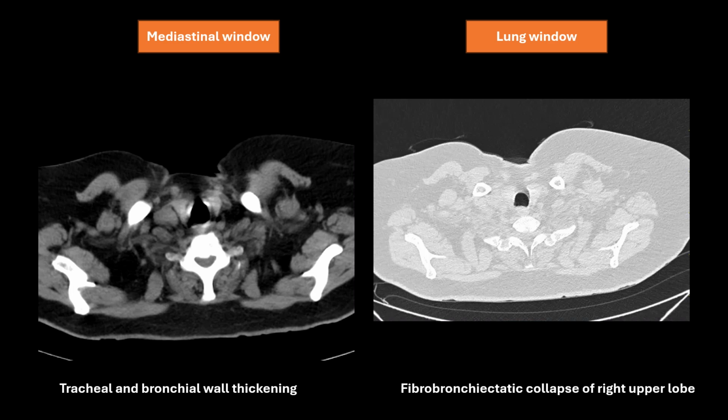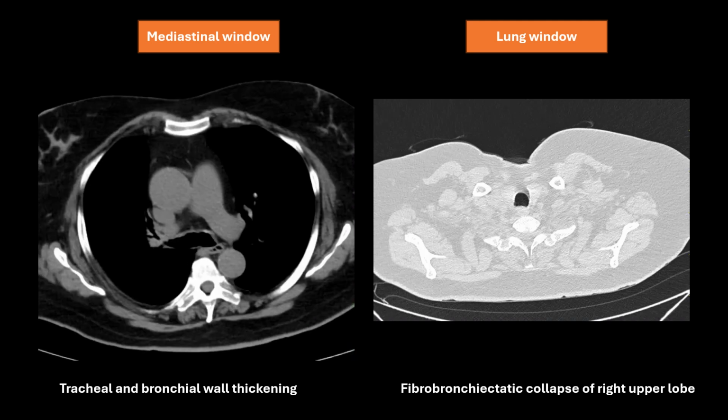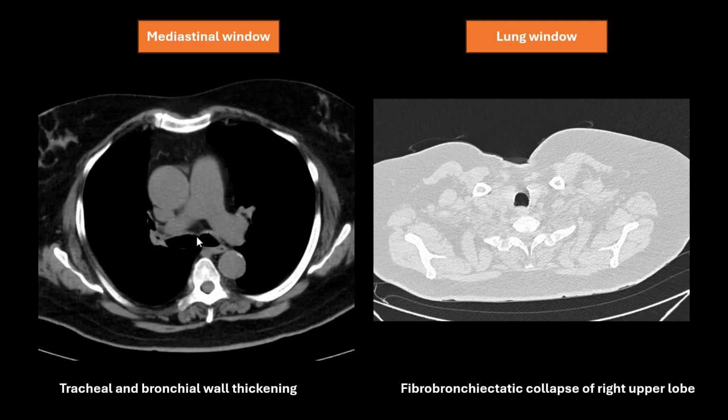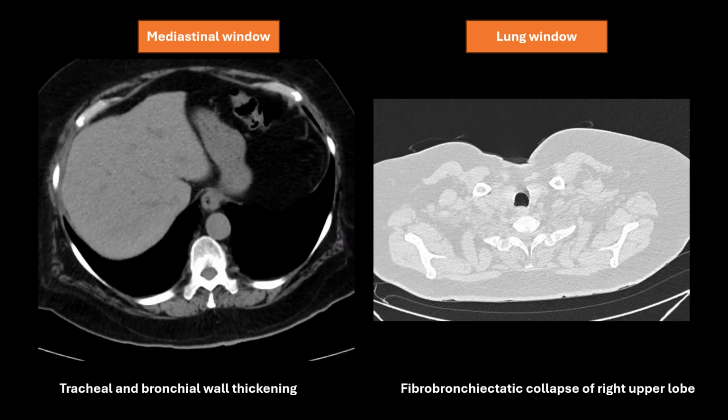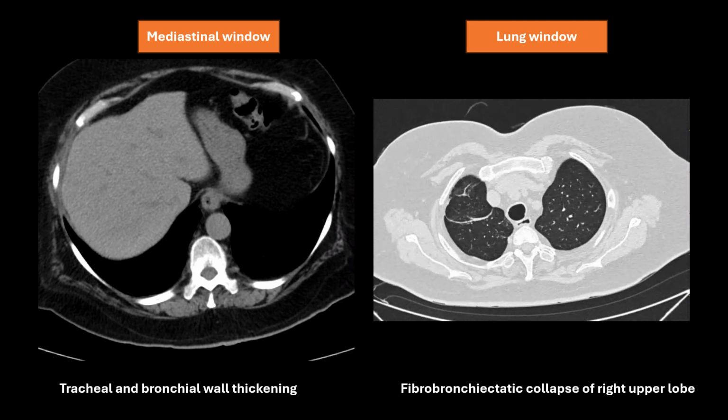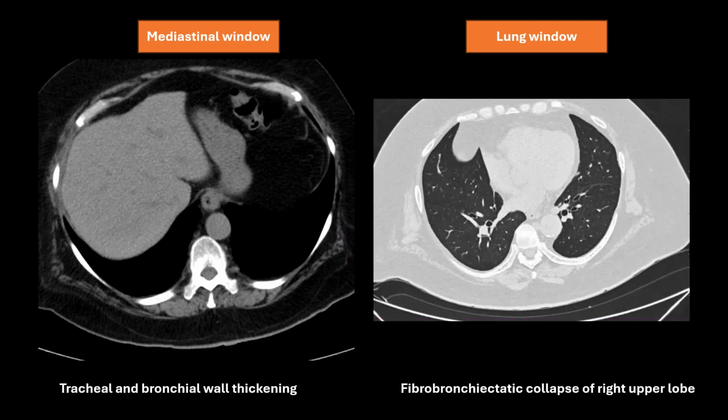Let's see the mediastinal and lung window in this patient. Here we were able to see that there was tracheal and bronchial wall thickening. You can see the tracheal and bronchial wall thickening, which is shown by the arrows. And in the lung window, we were able to see that there was fibrobronchiectatic collapse of the right upper lobe.